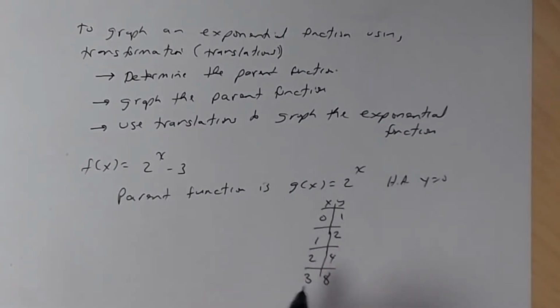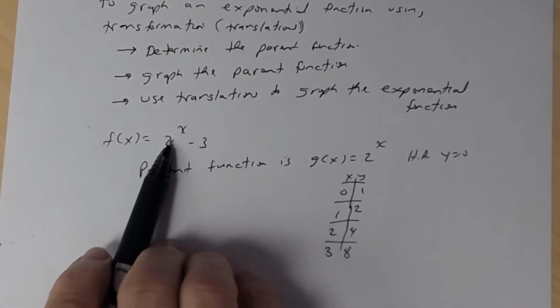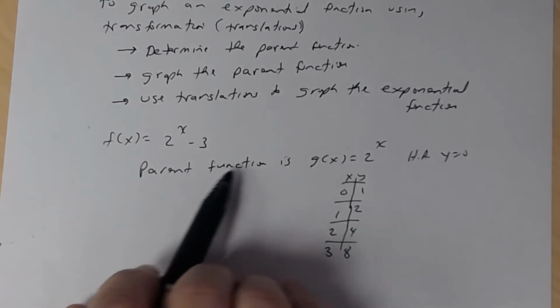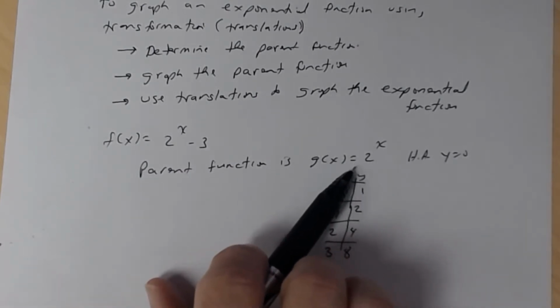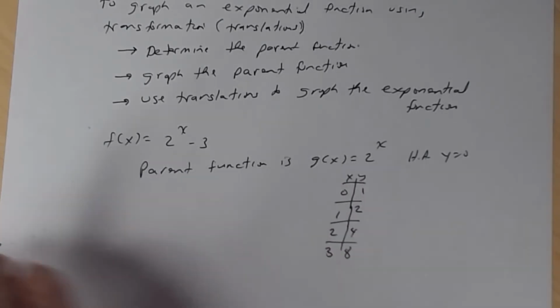I wanted to graph this function here. To graph this function, the first thing I needed to do was determine the parent function. So the parent function is g of x. You have to use a different name though, because those are two different graphs. You saw those are two different graphs.